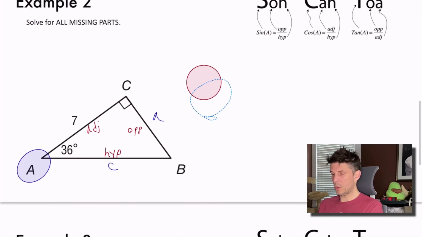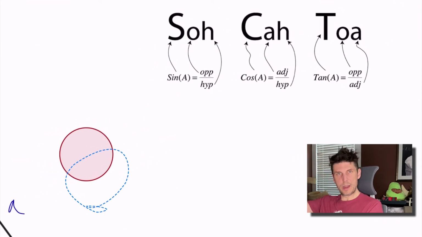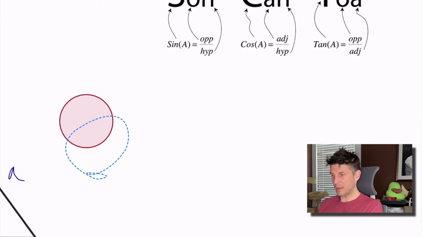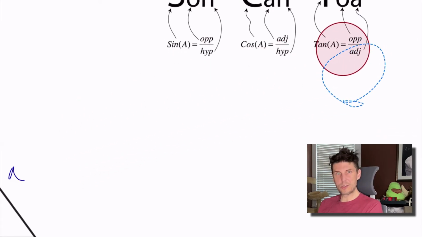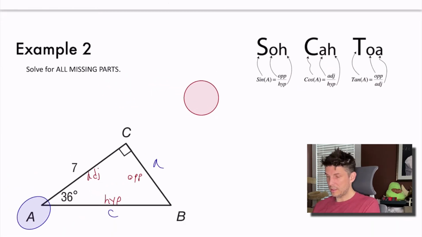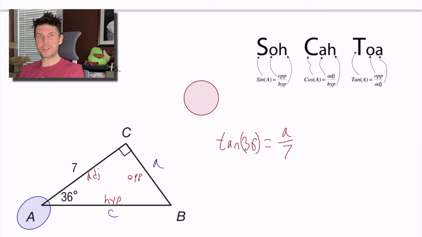So if we look over at SOHCAHTOA again, our little mnemonic for remembering, we have SO for sine, opposite, hypotenuse, cosine is CA, adjacent and hypotenuse, and then tangent is opposite and adjacent. I'm looking for opposite and adjacent, a relationship that brings them together, and that's going to be tangent. So that means that the tangent of our angle, 36, so we can say tan of 36 is equal to A over 7.